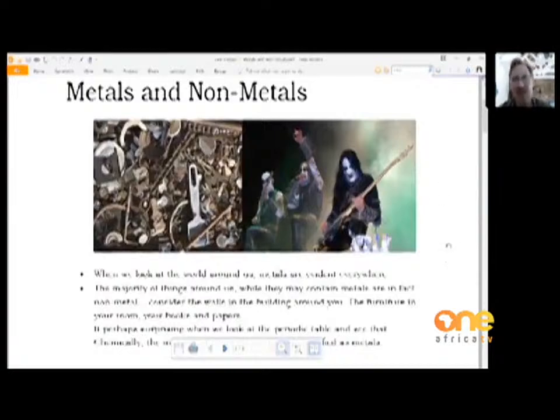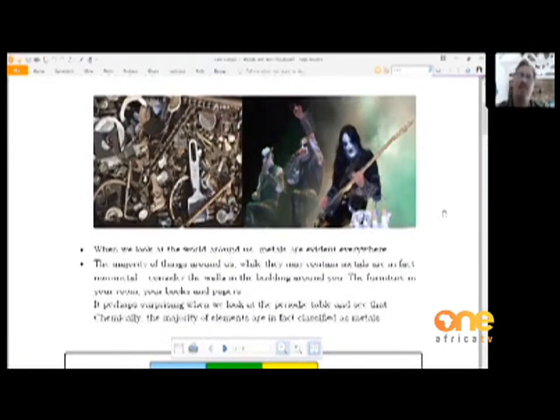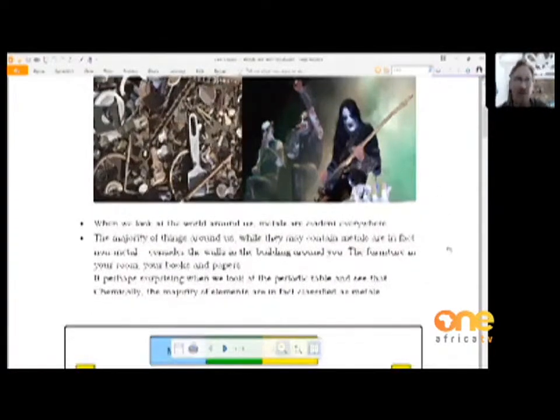Okay, so when we look at the world around us, metals are evident everywhere. The majority of things around us, while they contain metals, are in fact non-metal. If you look around, consider the walls in the building around you, furniture in your room perhaps. I'm sitting at a wooden table on a wooden chair, for example. Your books, your papers, your clothes, a lot of the things around us are in fact non-metal.